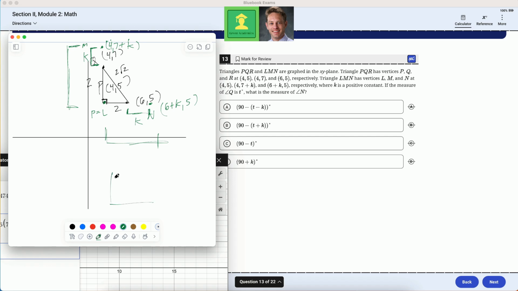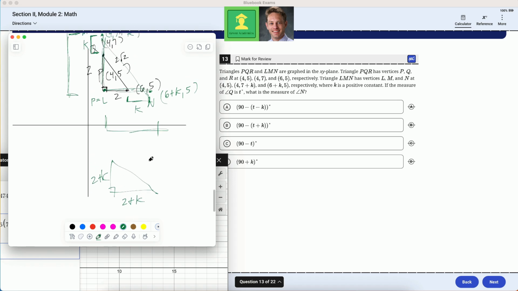So if you wanted to say the dimensions of the green triangle that gets created, it's 2 plus K and 2 plus K and a right angle. So it's still a right isosceles. It's still a 45, 45, 90. And if you really wanted to, you could say that this would have length 2 plus K times radical 2.